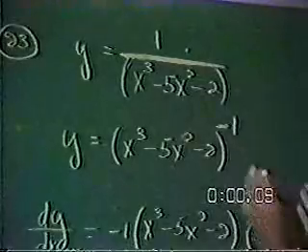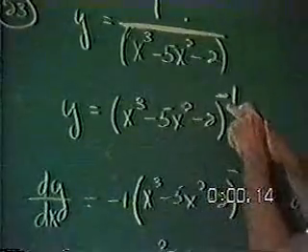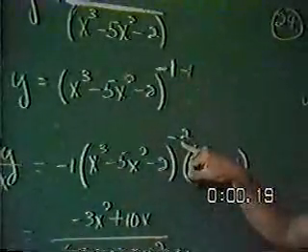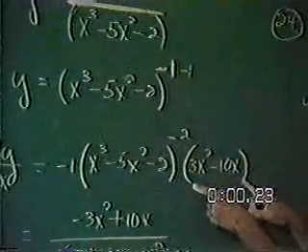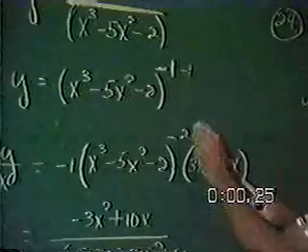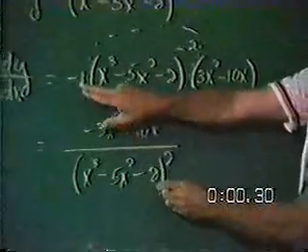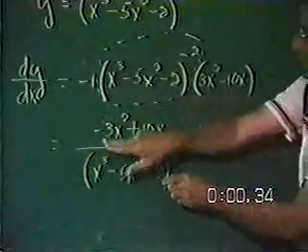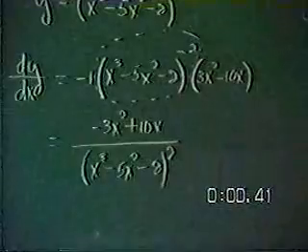Then I use the power chain rule. Moving the minus 1 out in front of the parentheses, subtracting 1, I get a minus 2, and then I take the derivative of the inside. Now I move this minus 2 power back down, and that leaves me a minus 1 times this. So minus 1 times 3x squared is a minus 3x squared, minus 1 times a minus 10x is a plus 10x. And as you see, you get the same answer as we got before.